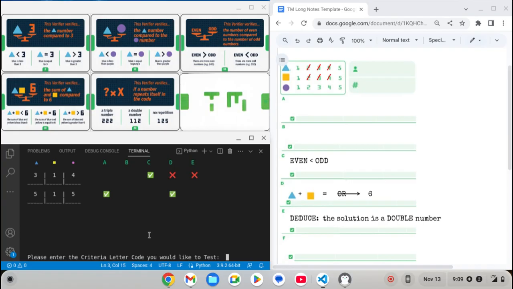And yes, triangle is to be greater than 3 because my 5 is greater than 3 and the Turing Machine approved it. So in general, we'll say that yes, triangle should be greater than 3, and that's an A. So triangle is greater than 3, meaning it can't be a 1. Triangle cannot be a 1. But because our sum is to be 6, that means square has to be 1. So you have that sum of 6.